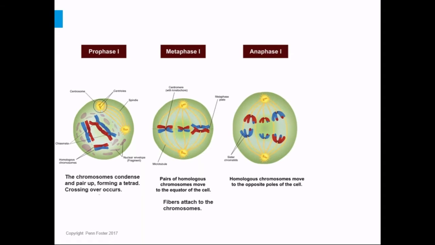Then we have anaphase 1, where they start to move. They get pulled away from the middle into opposite sides of the cell so that the cell will be able to divide and make sure that there's a complete set of DNA on each side.